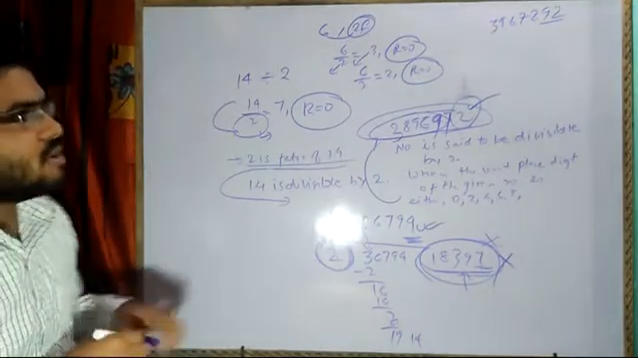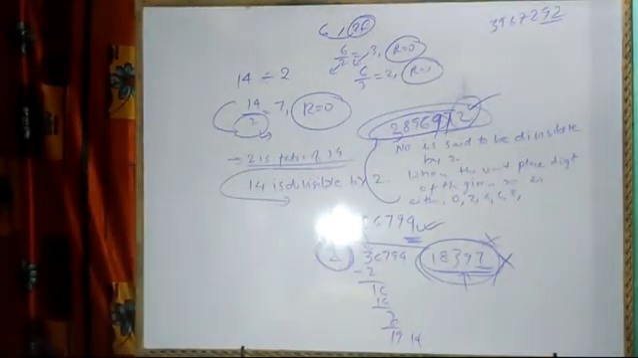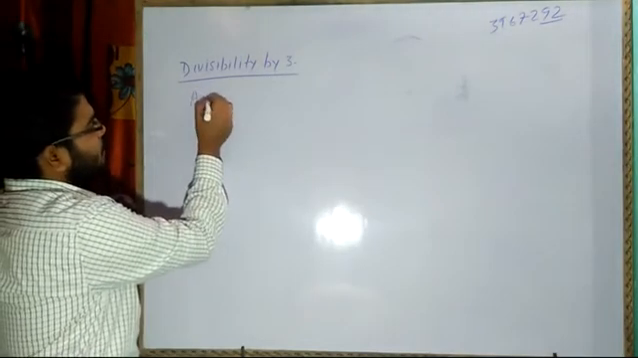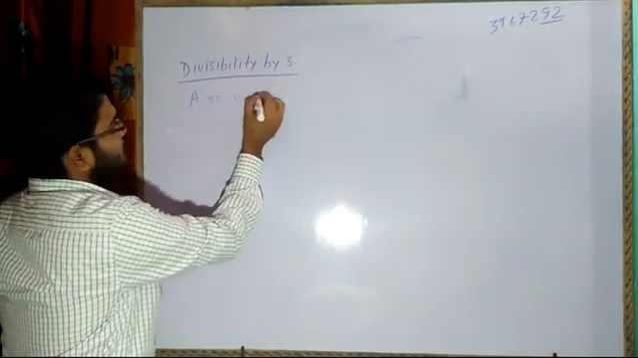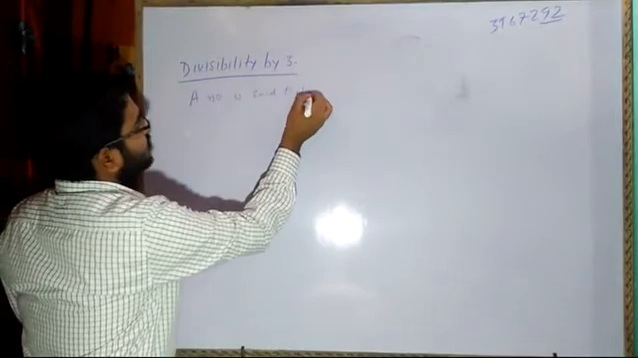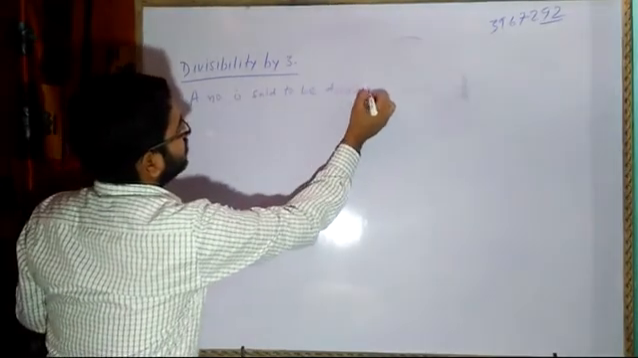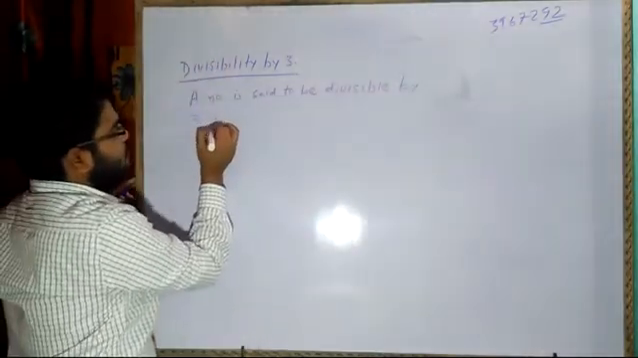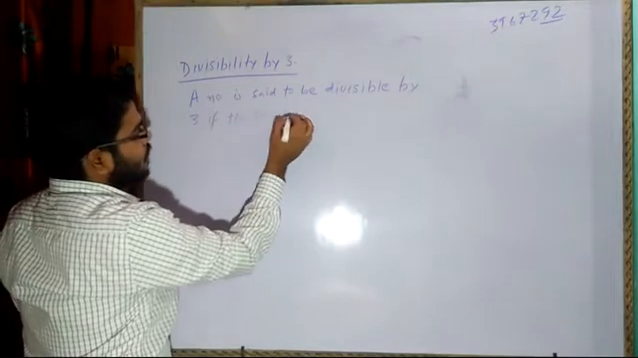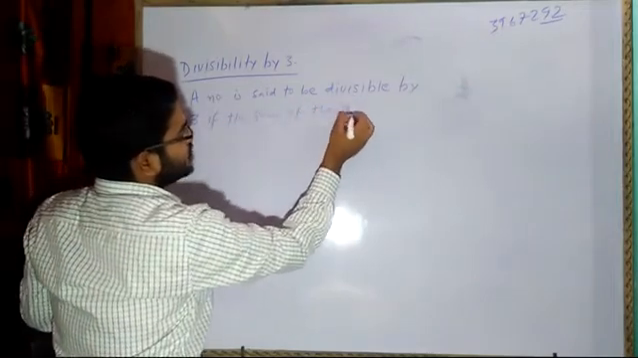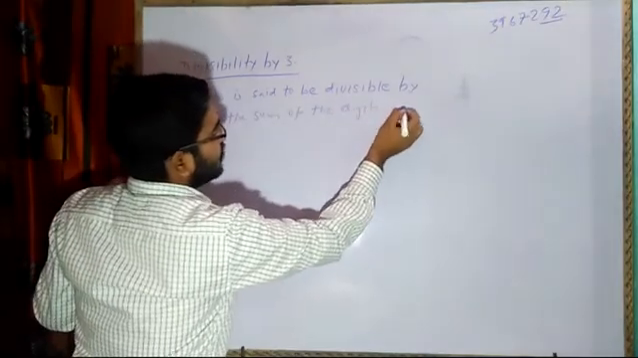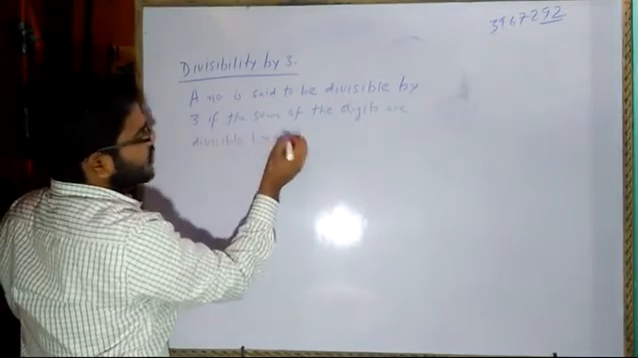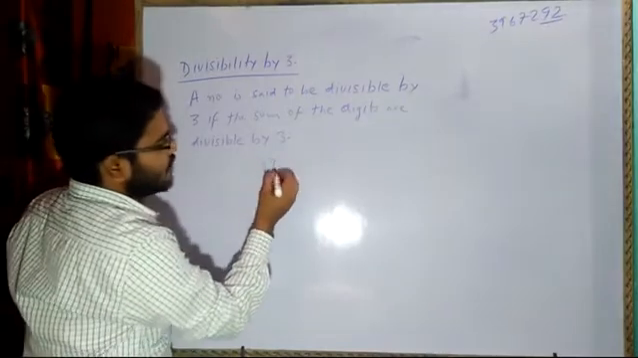Okay, one more step I have for checking the divisibility rules. Now let me clean the board so that it will be easy. Now you write: a number is said to be divisible by 3 if the sum of the digits is divisible by 3. That means if I say, is 27 divisible by 3?